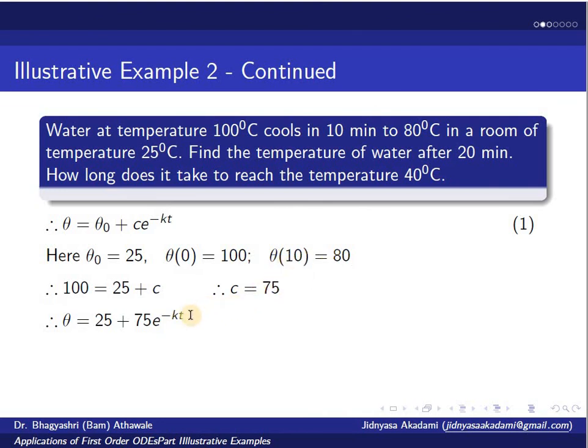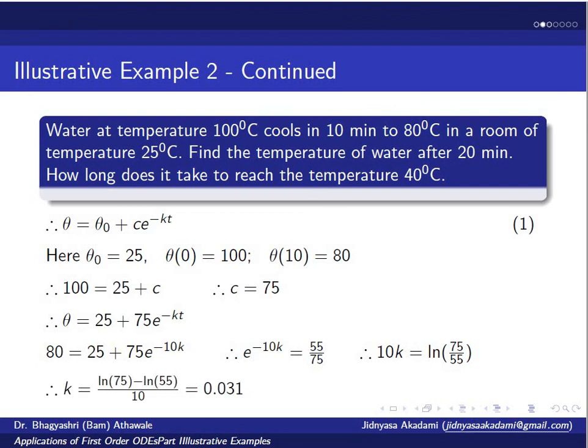So when T is equal to 10, theta is equal to 80. Therefore 80 is equal to 25 plus 75 into e raised to minus 10K. Therefore, e raised to minus 10K is equal to 80 minus 25, which is 55, divided by 75. And therefore, 10K is equal to ln of the reciprocal of this, which is 75 divided by 55. And therefore, K is equal to ln of 75 minus ln of 55, divided by 10, which is 0.031.